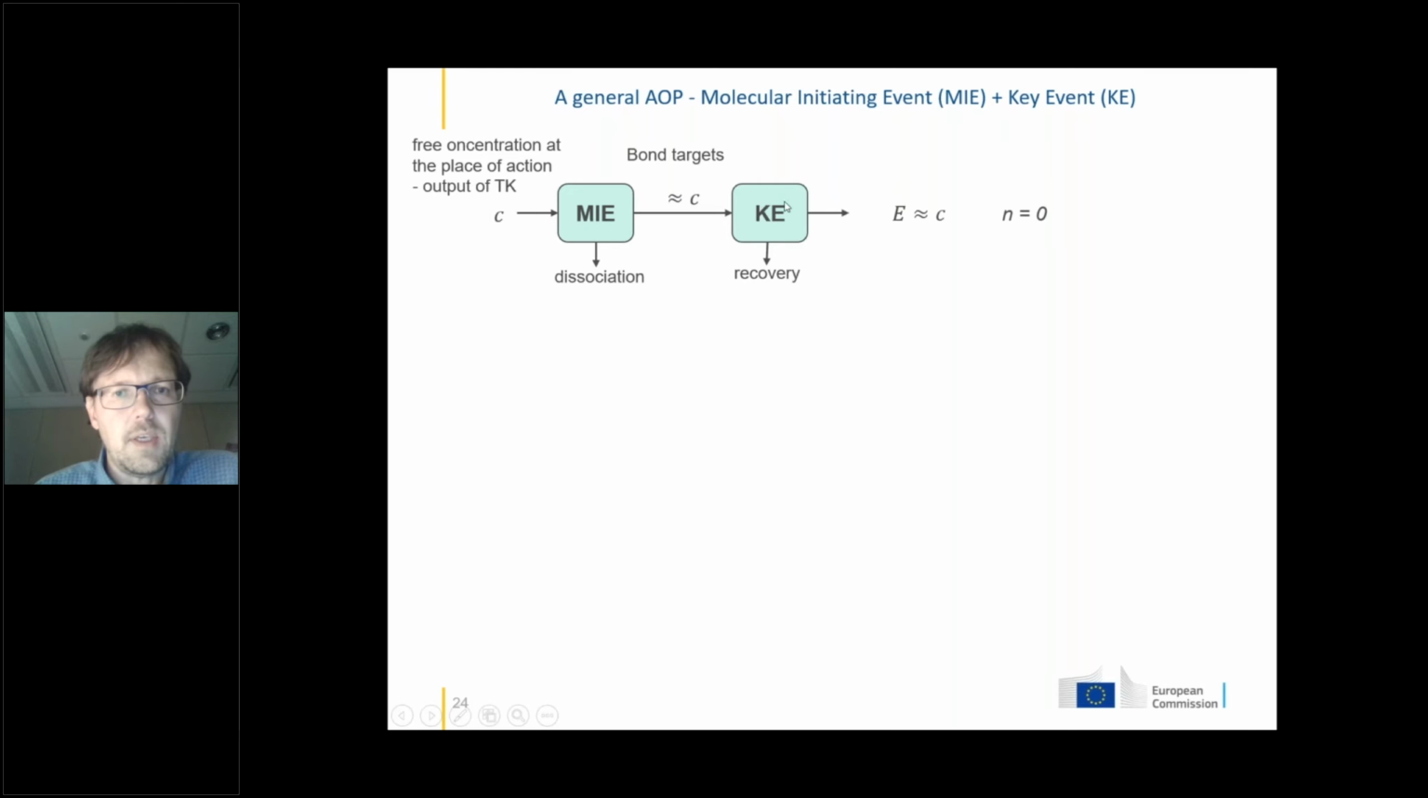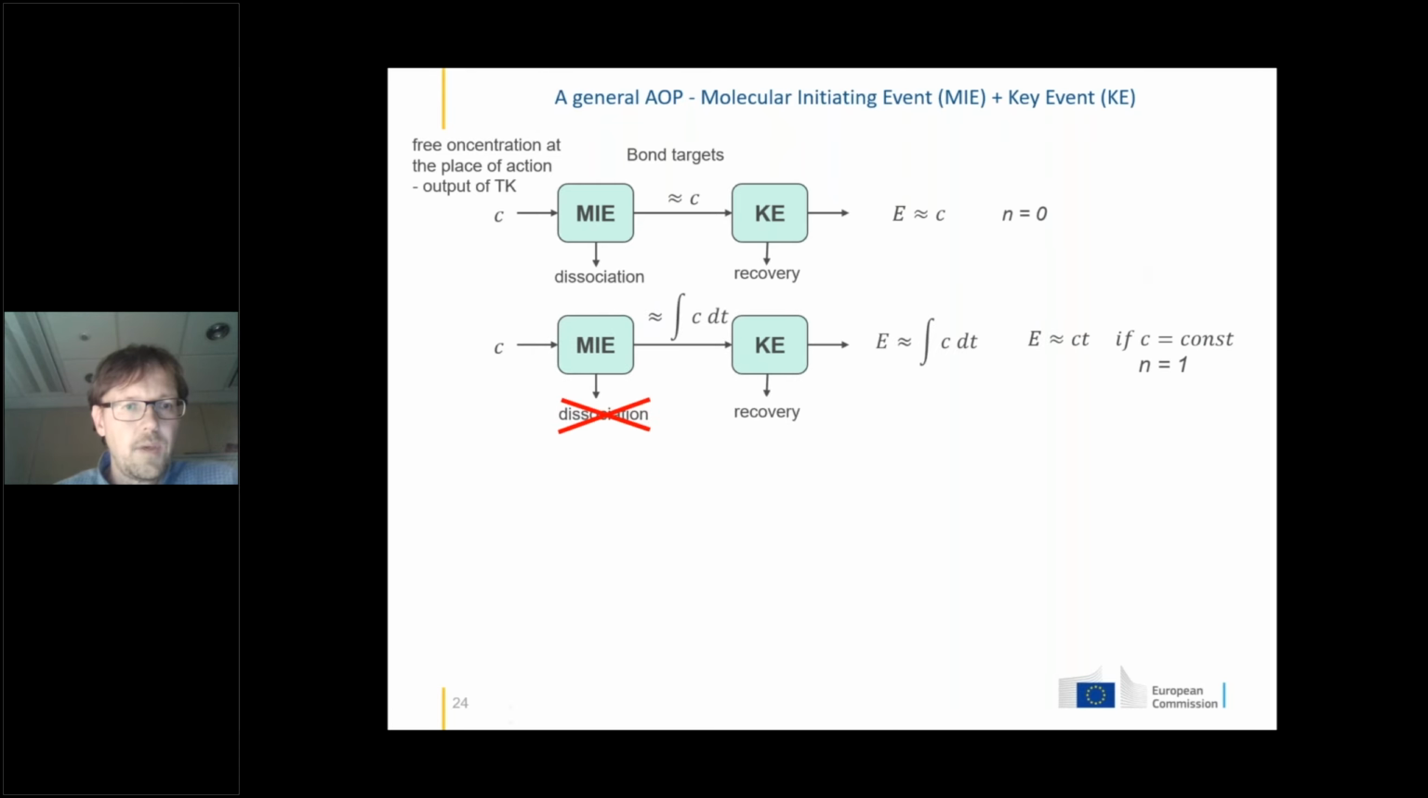And then they supposed a key event, and again two extreme cases. Either there is a full recovery or no recovery. If there is a full recovery and you remove your initial cause, the system will recover and will get healthy again. So it means that the effect at a certain time point is proportional to your initial concentration, or to the bound target concentration, which is proportional to the initial concentration. So you get this relationship. Effect is proportional to the concentration, which corresponds to the modified Haber rule with n equals 0. So the horizontal line in my previous graph.